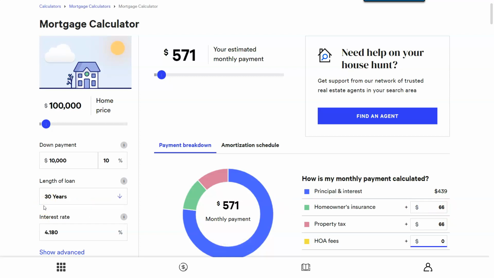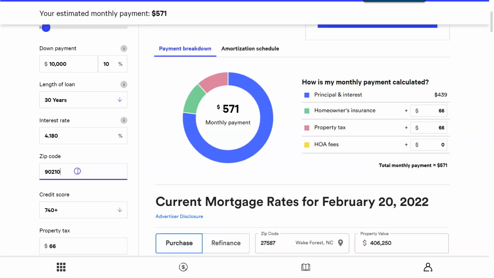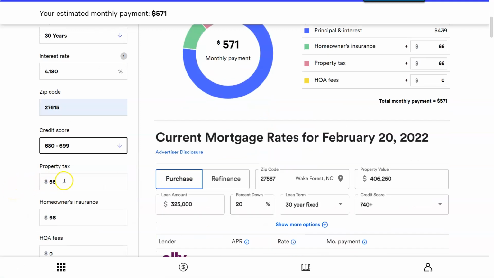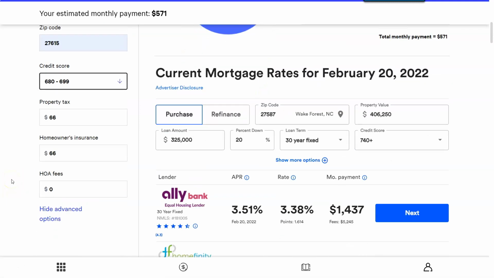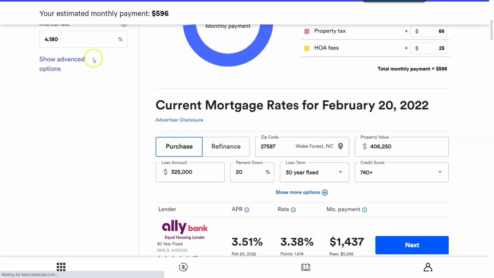But this calculator has advanced options. Let's take a look at those. That allows me to put in the zip code. Let's put in a zip code for Raleigh, 27615, right? And you don't have to do this, but let's just say the score is around 680. Now, it's going to figure out for you automatically what the going tax rate is and what the going homeowners insurance is. And let's say you're moving into a new subdivision, you know there's a $25 homeowners fee, you add that in, and you can go ahead and click hide the options.